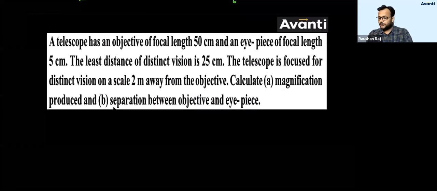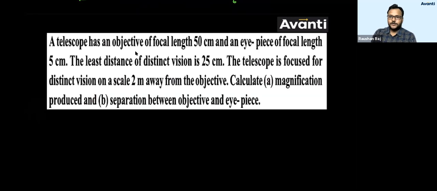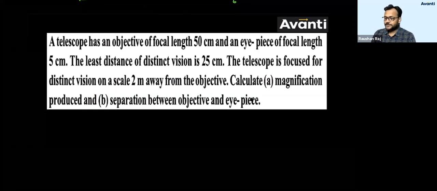Guys, tell me, do we need to use the general formula that we have derived for the telescope? Can we use those formulas here? Like they have asked the magnification. Which formula do we need to use here for magnification produced? So guys, here you don't get confused with the magnification produced and magnifying power. You can't use that.